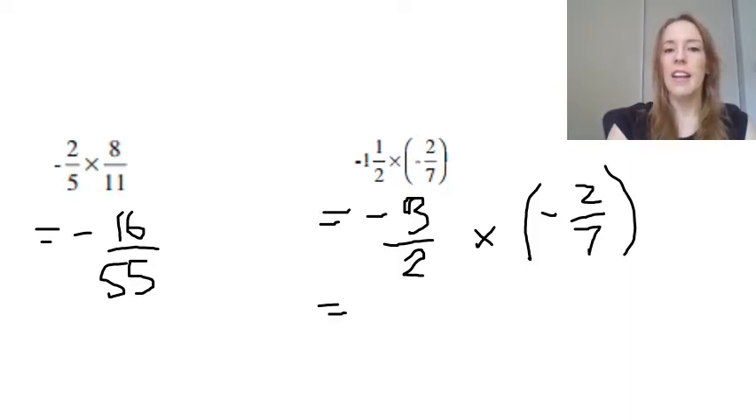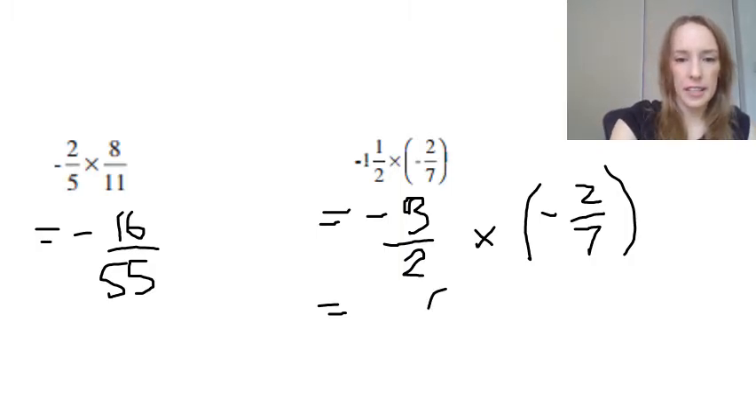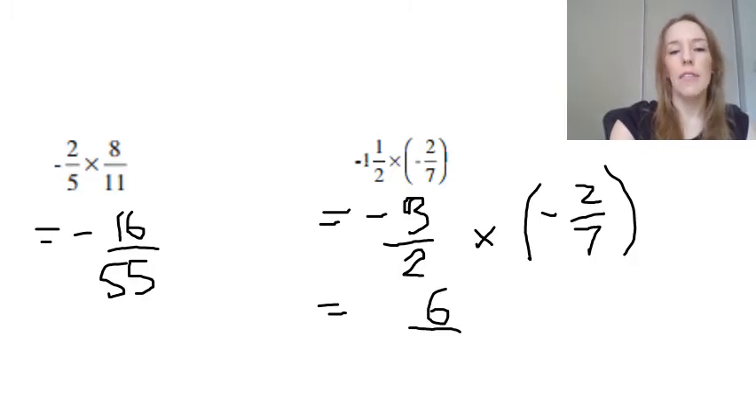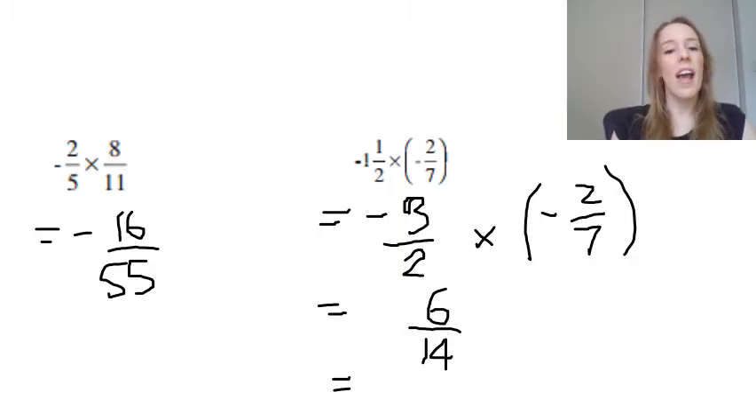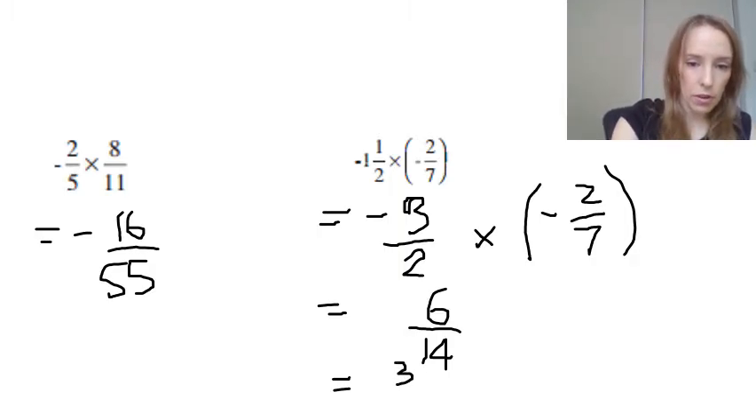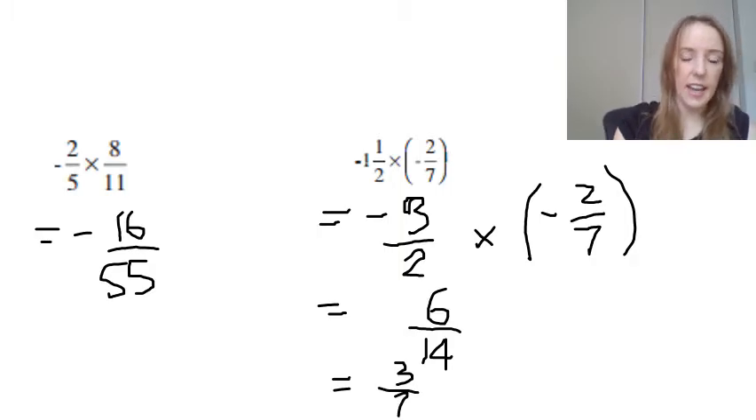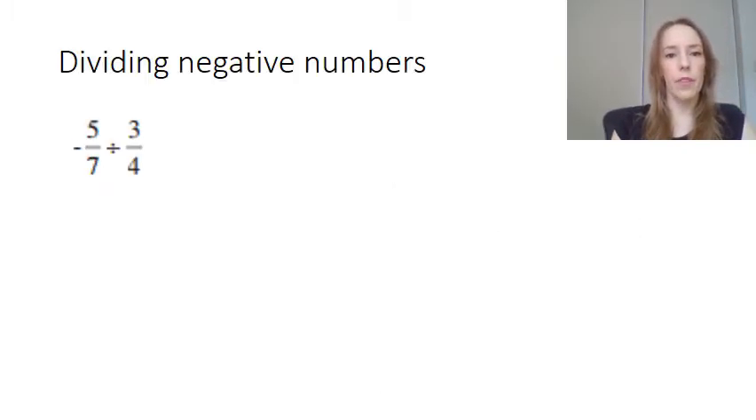So we're getting a negative multiplied by a negative, which will give us a positive because our answer is the same. So 3 times 2 is 6. 2 times 7 is 14. And from there we can simplify our answer a bit, so we can divide both by 2, so we'll have 3 sevenths as our answer there for that one.